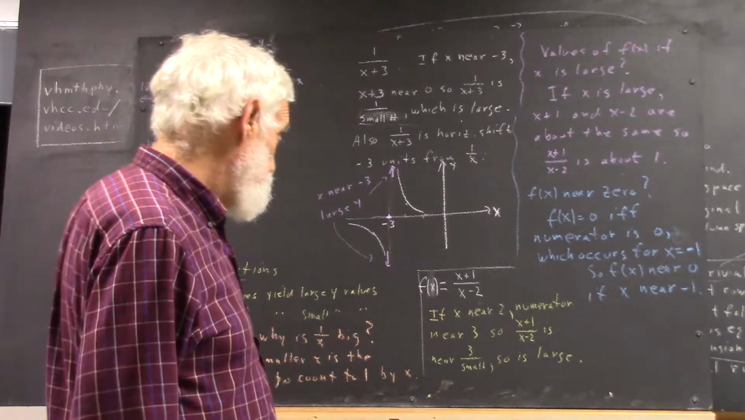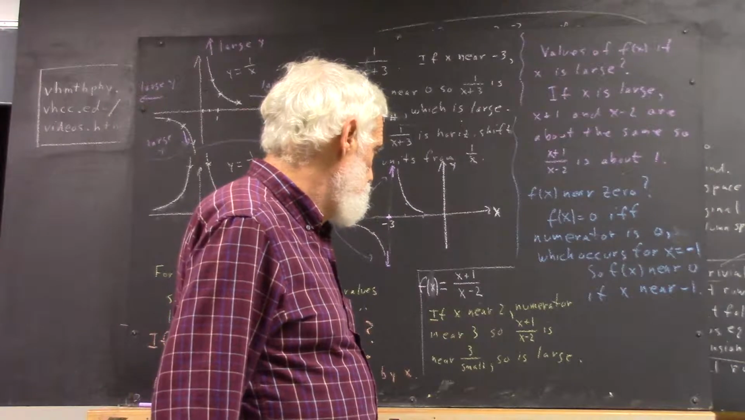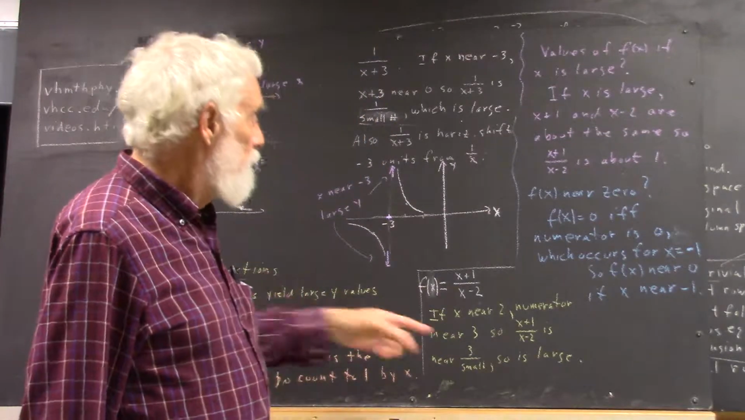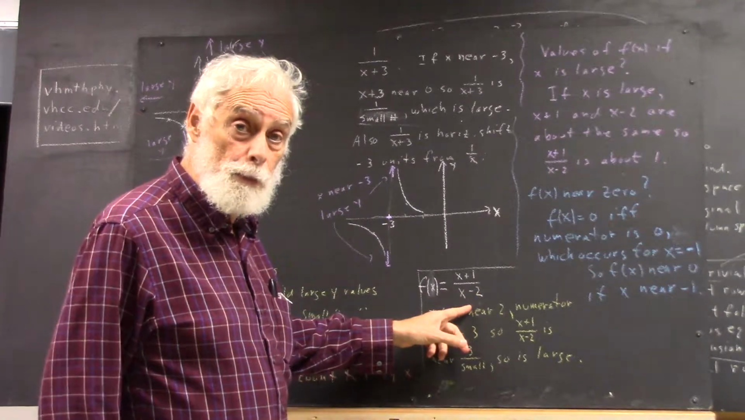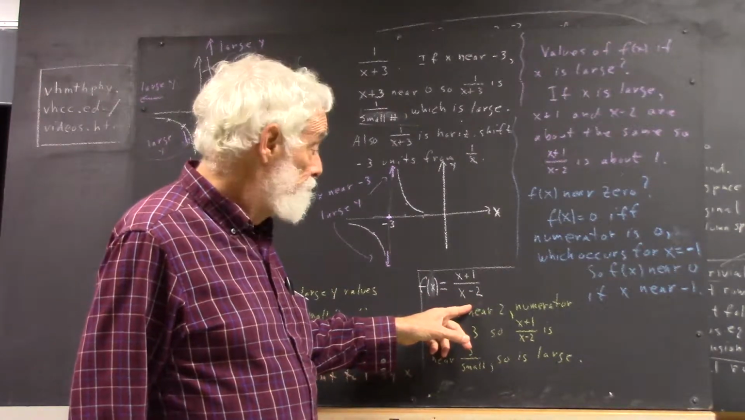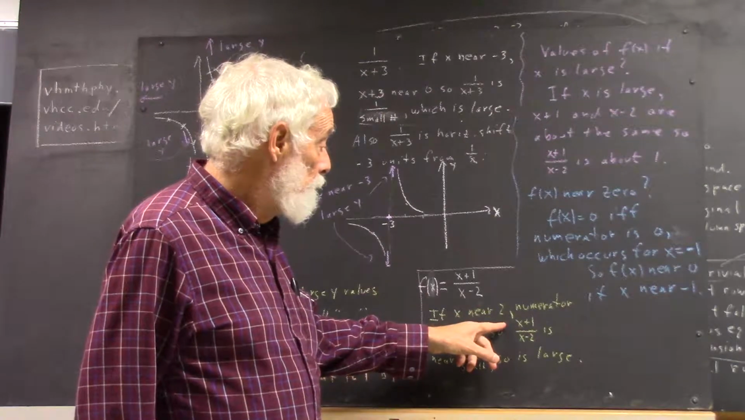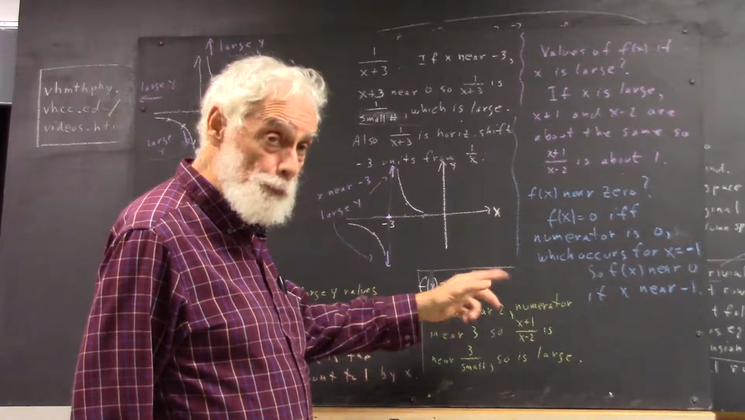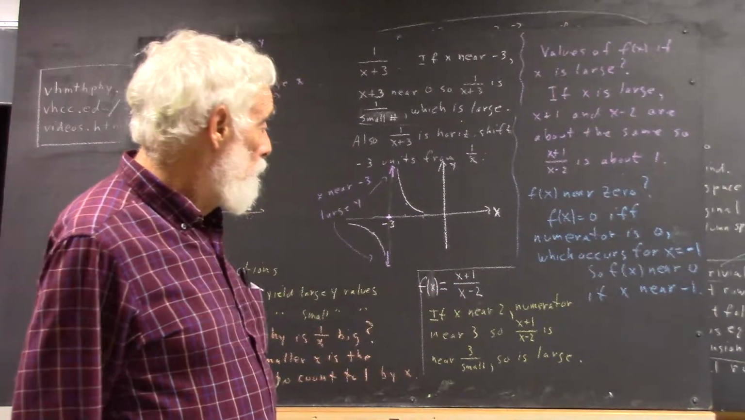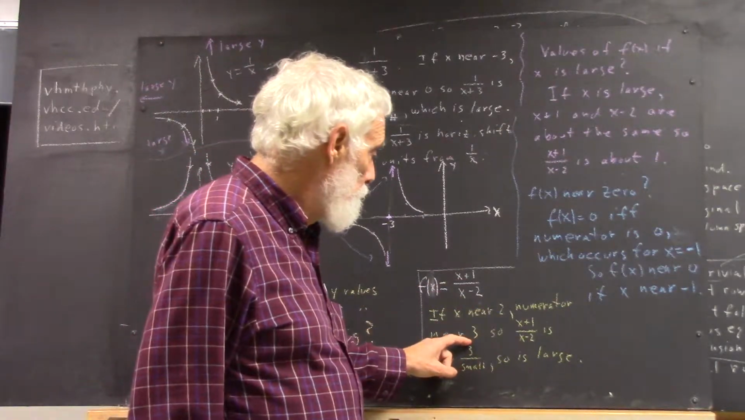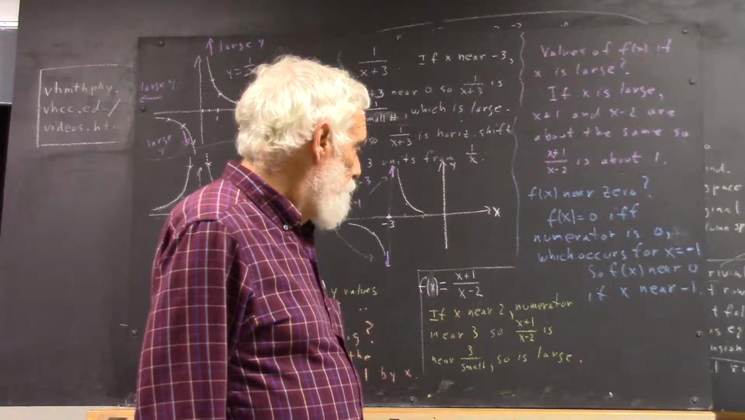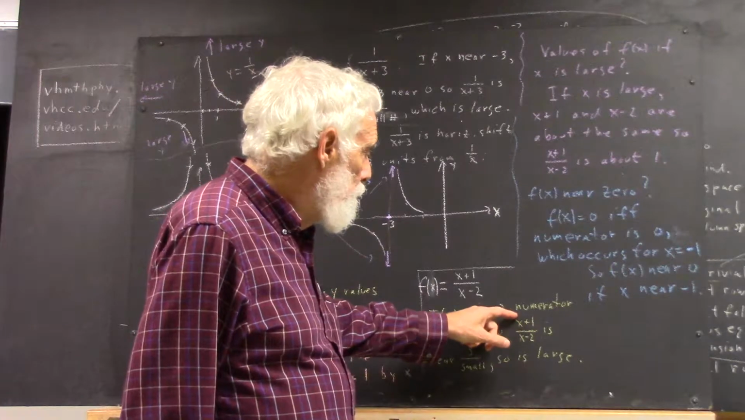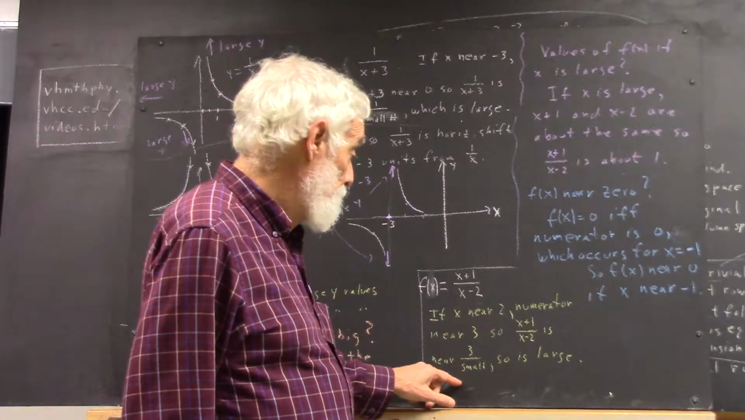Well, if x is close to 2, our denominator will be small. Okay? And if x is close to 2, the numerator, x plus 1, well, if x is near 2, x plus 1 is near 3, isn't it? So for x values near 2, the numerator is close to 3, so x plus 1 over x minus 2 is near what? 3 divided by a small number.